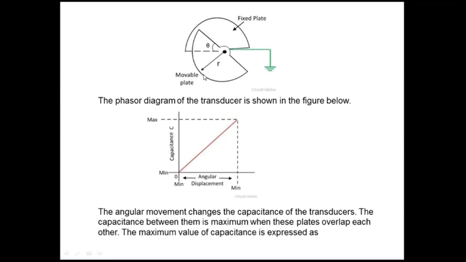Now here this is an angular motion, so therefore the radius will be indicated. Similarly theta, because 180 degrees is a complete rotation. Now this graph indicates that capacitance is directly proportional to displacement. So as the displacement increases, the capacitance also increases. When the angular movement changes, the plate overlap changes, the capacitance value increases, which means the electrical signal also increases. C is equal to epsilon A divided by D.